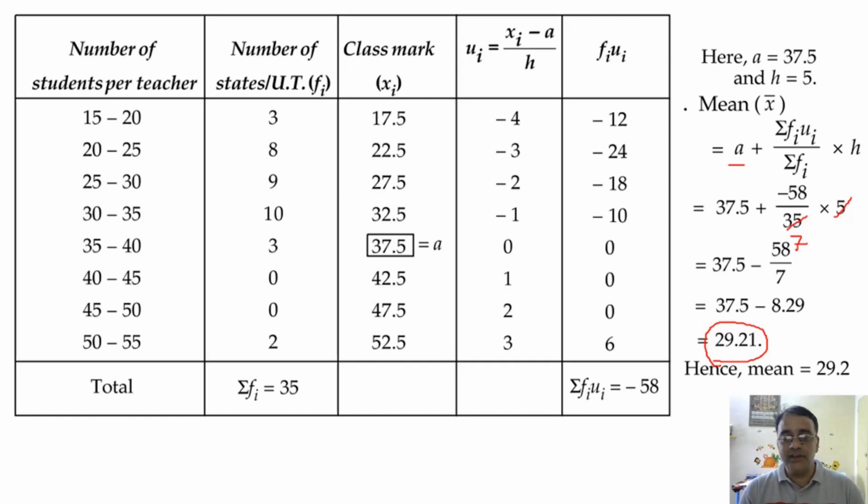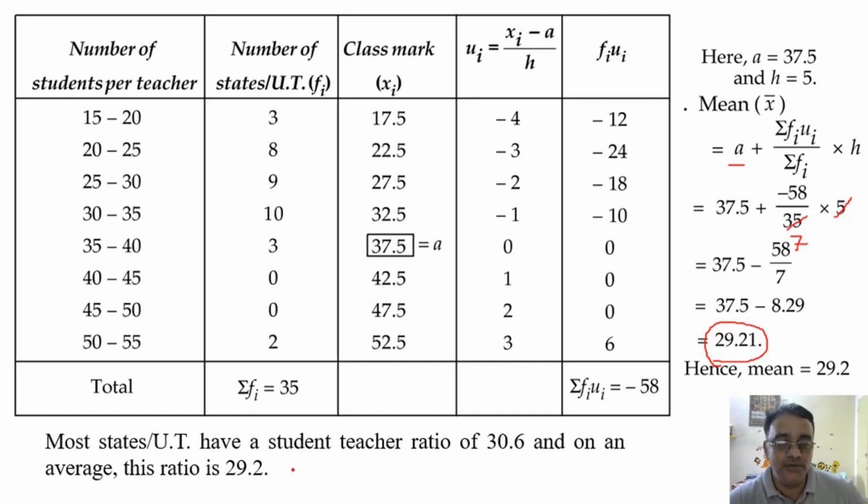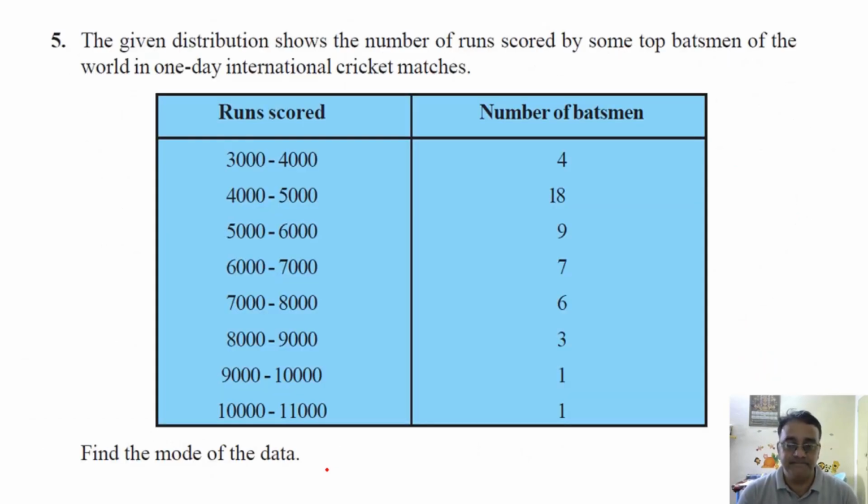So now we have to interpret. What we have to write: most states or union territories have a student teacher ratio of 30.6, that is the mode, and on an average this ratio is 29.2, that is the mean. Okay, so is this clear to all of you? Yes, sir. Now we are moving towards question number 5, the last question.